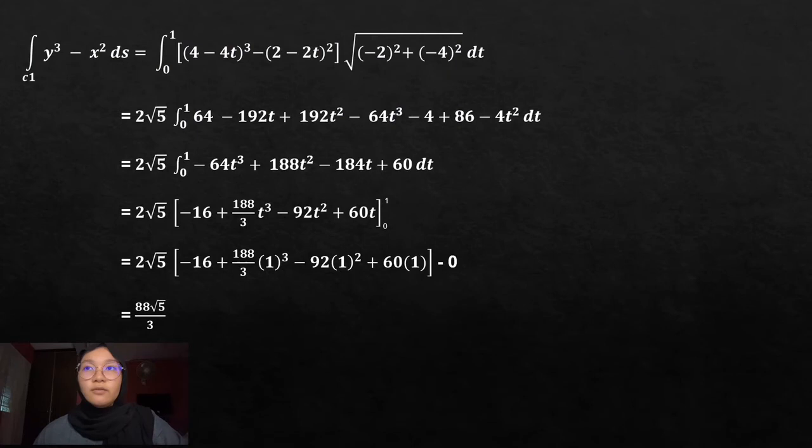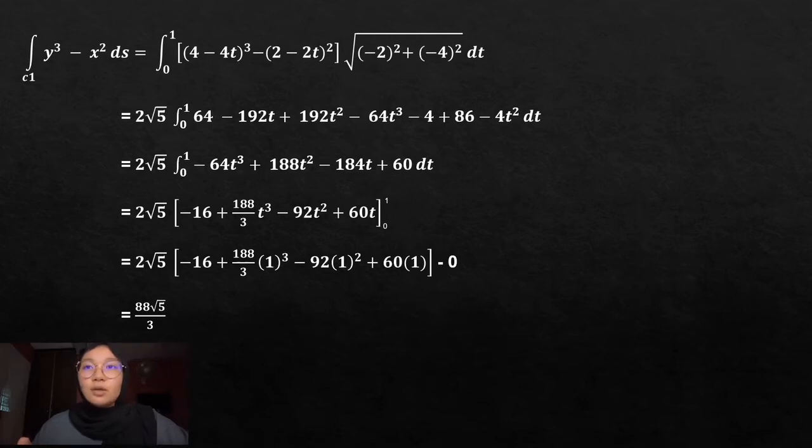From the vector function, substitute y and x into the equation. After substituting, it will be the integral of (4 minus 4t) cubed minus (2 minus 2t) squared, times the square root of (-2) squared plus (-4) squared, dt. So we will get 2 square root 5 times the integral of (4 minus 4t) cubed minus (2 minus 2t) squared dt.